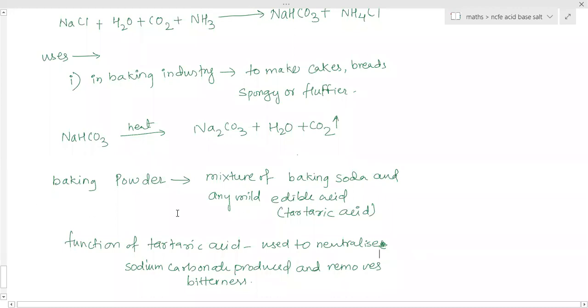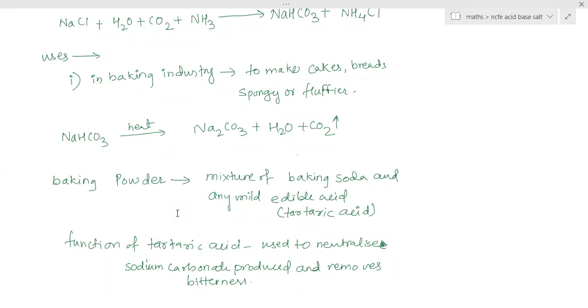Or instead of tartaric acid, if anyone doesn't have baking powder, you can check with your mother. If the baking powder is not there, you can use baking soda and curd or vinegar, which are generally available in our kitchen. So generally in cakes, curd or vinegar can also be used in place of baking powder.